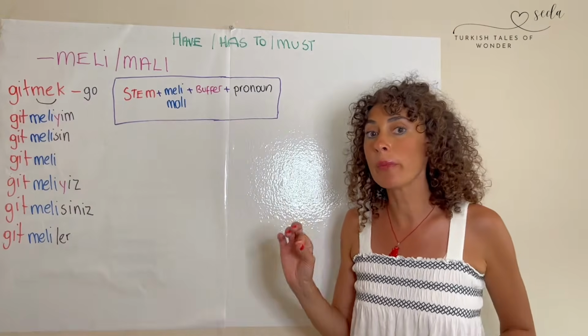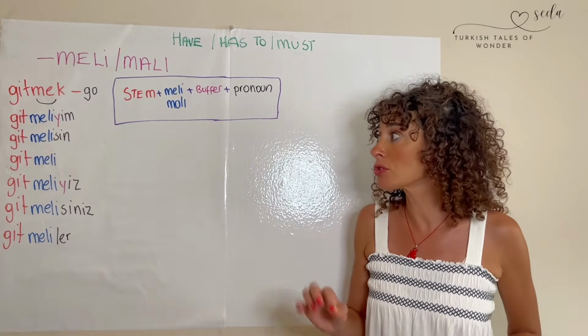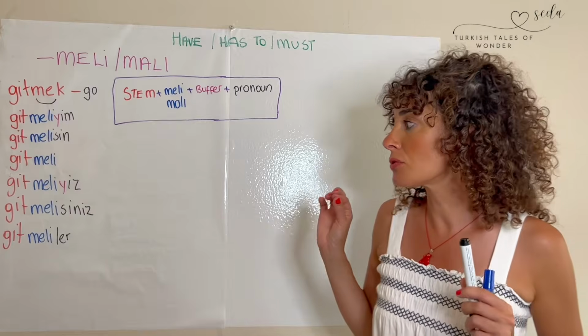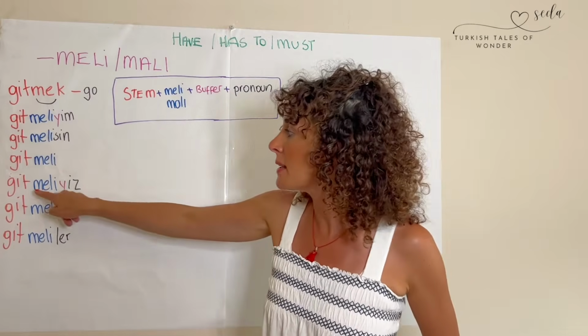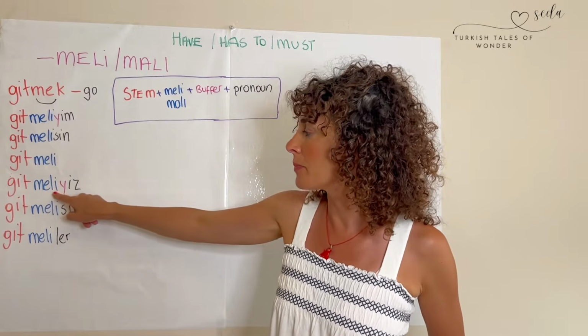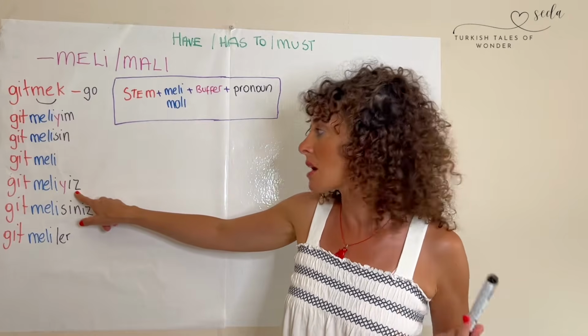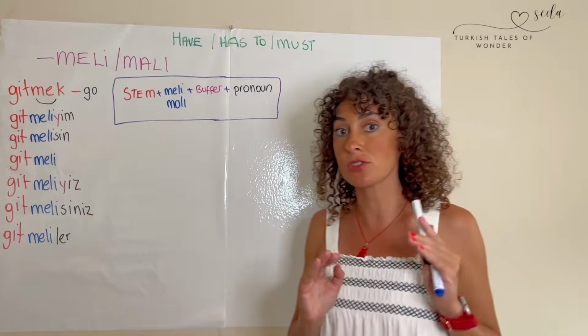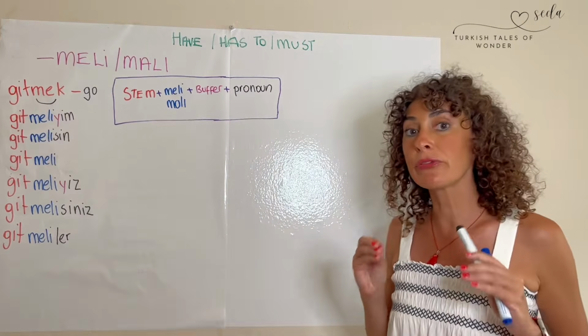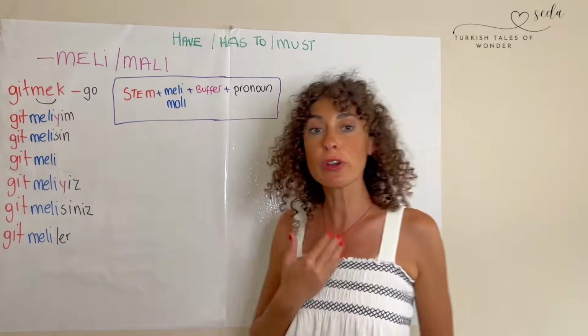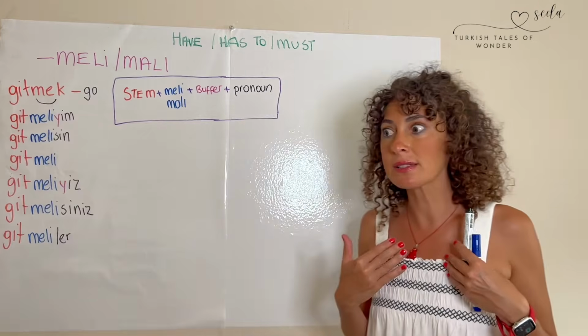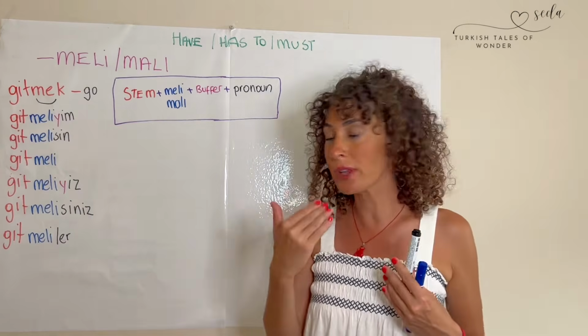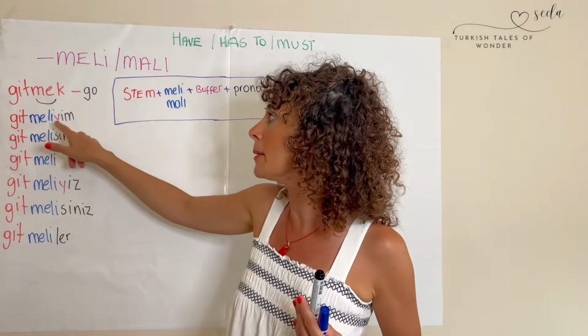Do you remember why we have those? If there are two vowels, for example, this ends with a vowel and this suffix starts with a vowel, you cannot put together two vowels in Turkish. That's why you need a buffer letter, okay? The only reason for that is that it's hard for us to pronounce. For example, gitmeliyim.